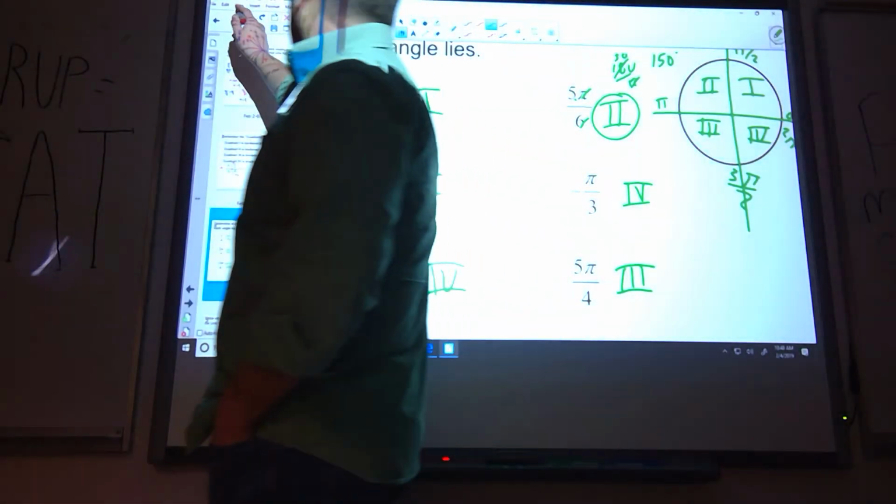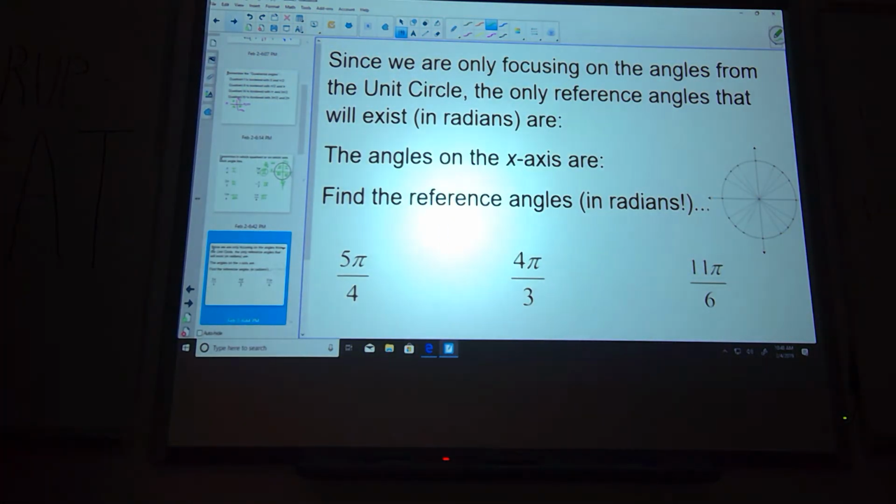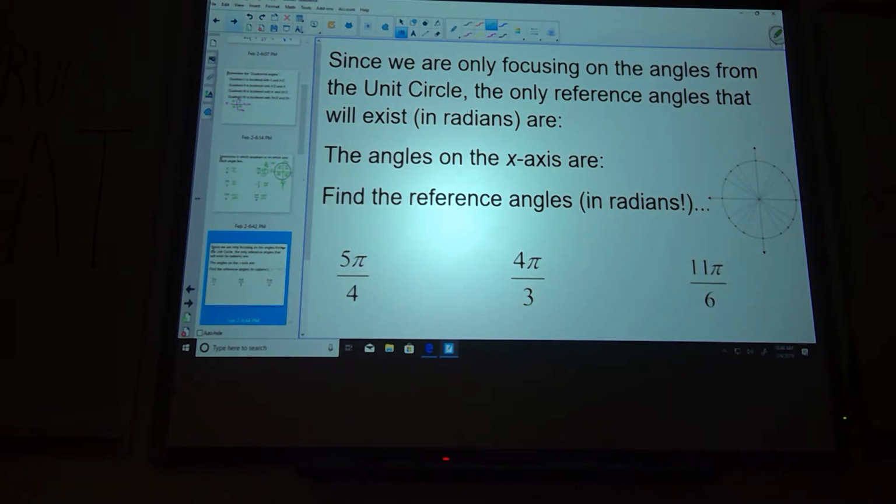2 more slides. Since we are focusing on the angles from the unit circle, only the reference angles that exist in radians are... okay. Find the reference angles. Okay.